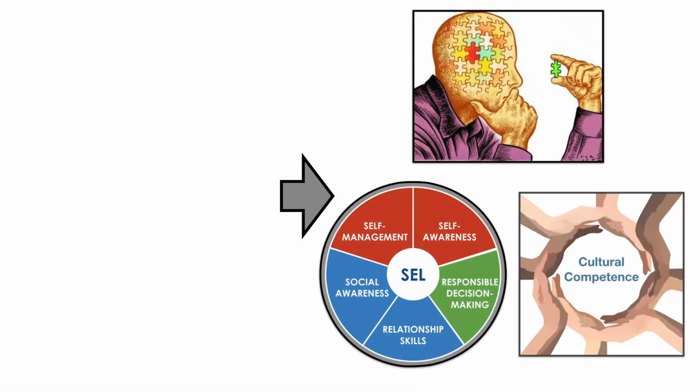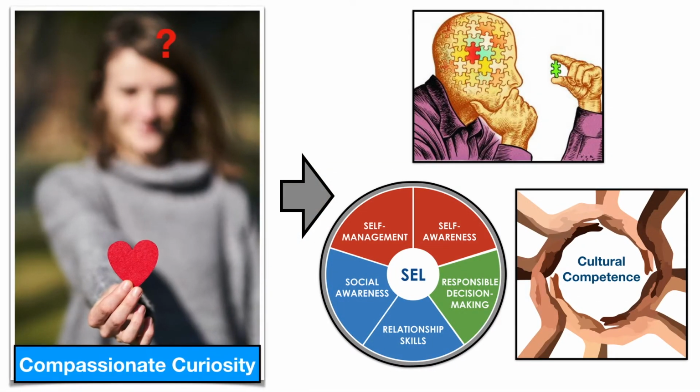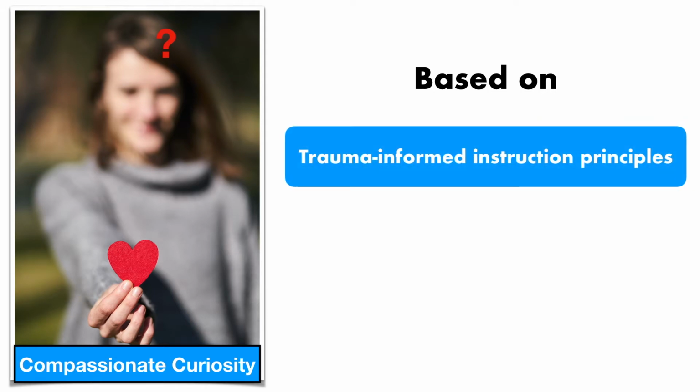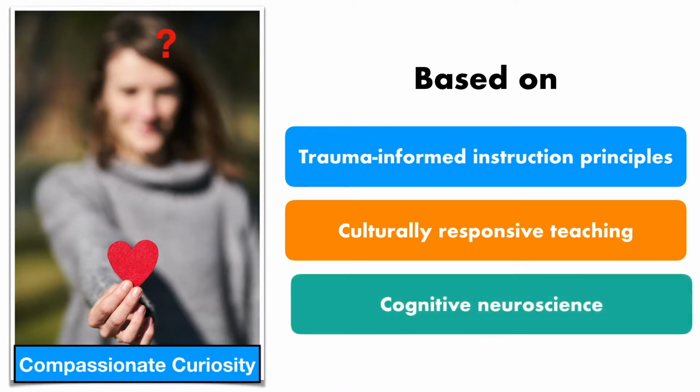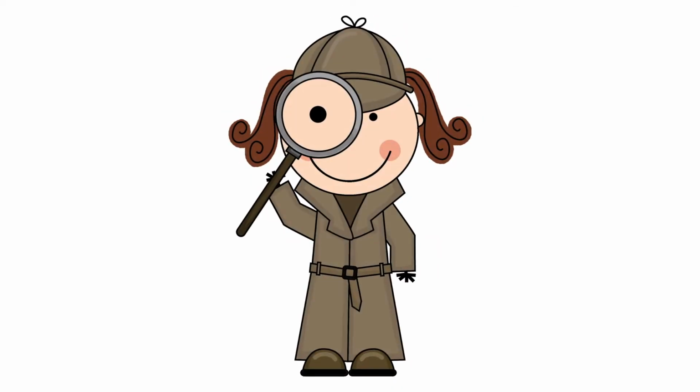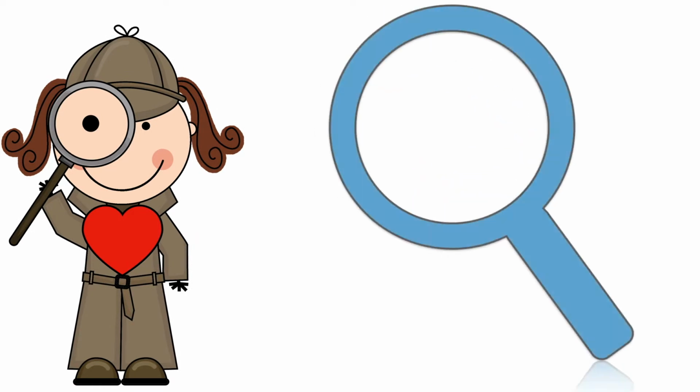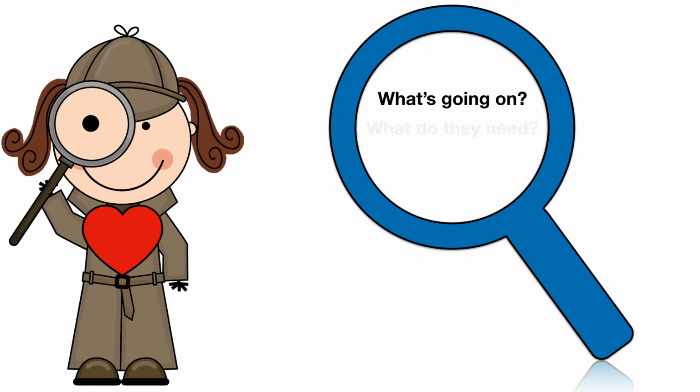One strategy that builds self-awareness and your social, emotional, and cultural competence is compassionate curiosity. Compassionate curiosity is a powerful SEL practice from trauma-informed instruction principles and culturally responsive teaching that is supported by cognitive neuroscience. It asks teachers to act as non-judgmental investigators that gather information so they can better understand their students using powerful questions such as, what's going on? What do they need? And how can I help?